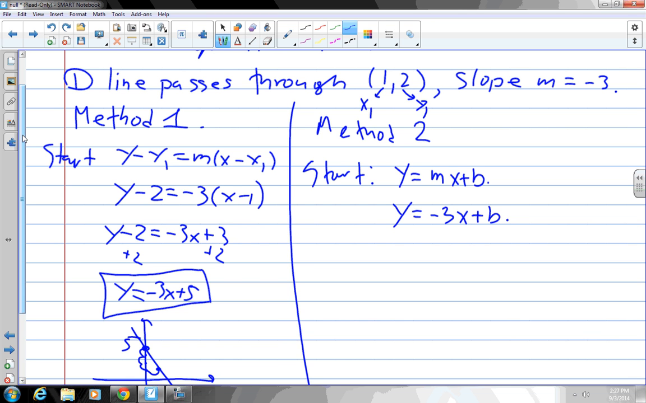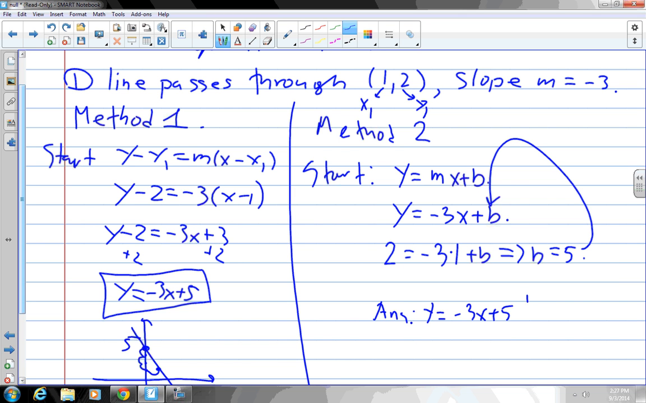And I also know that this line passes through (1, 2), meaning that (1, 2) solves this equation. If I plug in 2 for y and 1 for x, this equation has to balance. So it's still going to be an equality. So I can solve for b, right? So therefore, b equals 5, right? So that's what b is. So then the answer here, y equals -3x plus 5. So we get the same result by solving for b separately.